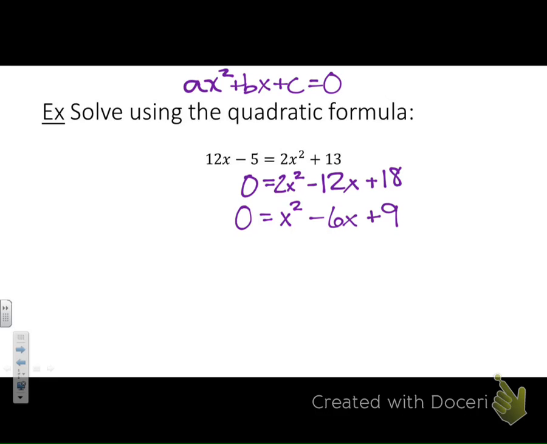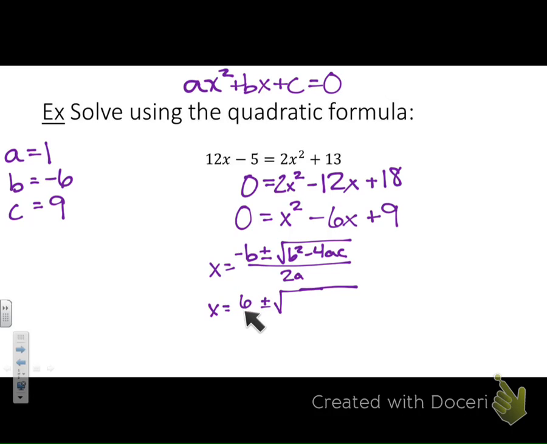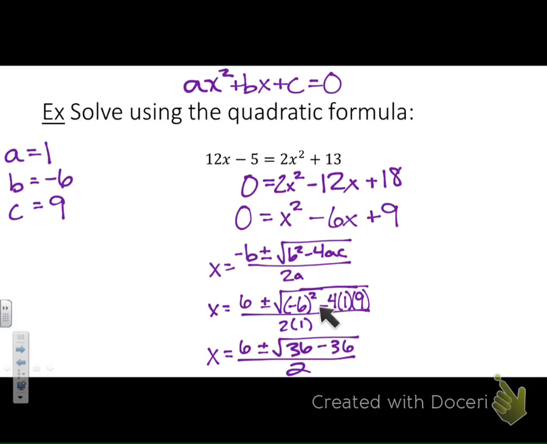Let's go through the motions of using the quadratic formula. Leading coefficient after dividing everything by 2. Leading coefficient now is 1. Linear coefficient's negative 6. And our constant's 9. So opposite of b is positive 6, and then I'm going to take negative 6 squared minus 4 times a, c. Negative 6 squared turns into 36. Minus 4 times 1 times 9 turns into 36. And it's all going to be divided by 2.